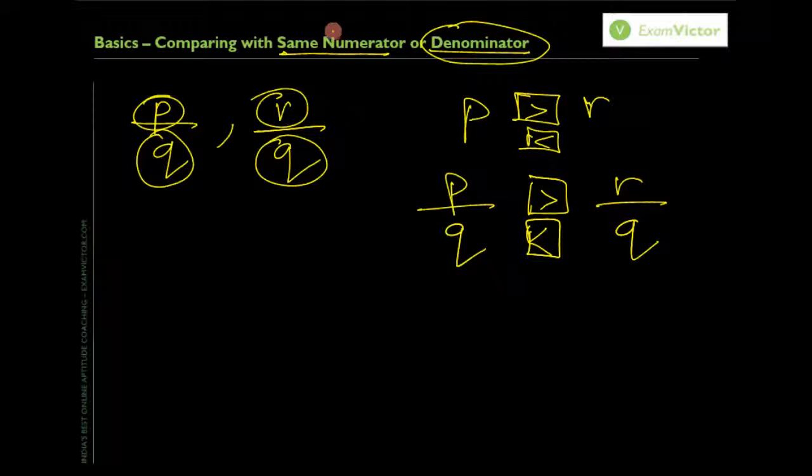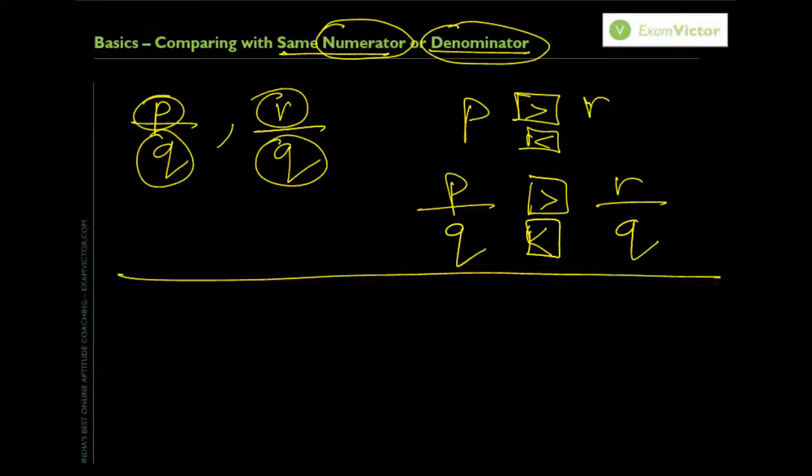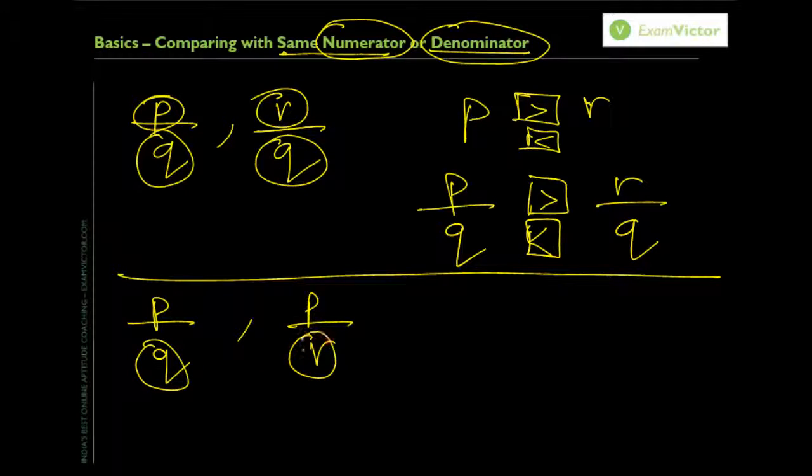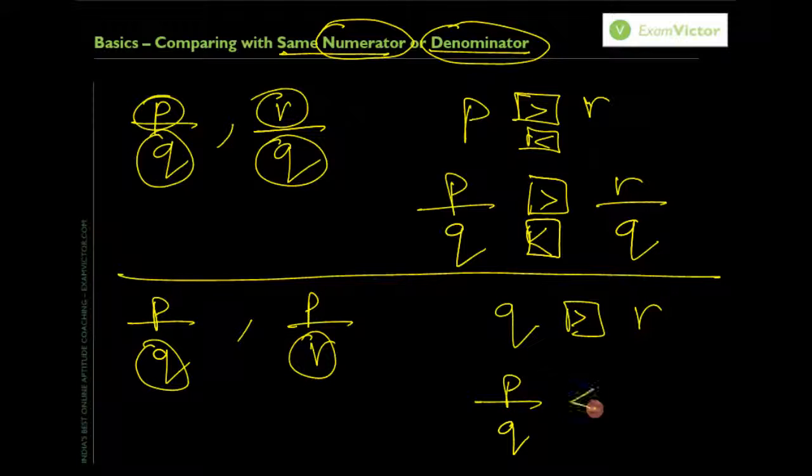Now let's deal with the case where the same numerator is there, denominator is different. So the case would be, let's say, P by Q and P by R. Now what happens is exactly the opposite. You compare Q and R in this case. Whatever relationship Q and R have, the exact opposite relationship the fractions will have. So if Q is greater than R, then P by Q will be less than P by R. And if Q is less than R, then the exact opposite thing will happen here. So this would be greater than.